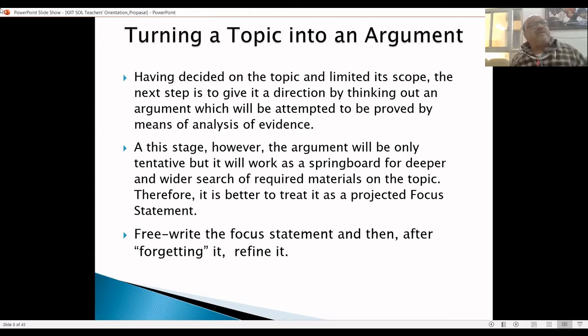So once they have edited and refined it, revised it, that becomes their tentative focus statement or their tentative argument, which will work as a basis for their wider and deeper research into the topic. Otherwise, what will happen if they don't do this and they go for library research? Well, they will be simply flooded away in the deluge of information, because there is so much on the research database. They will think that everything is important, which actually is not.